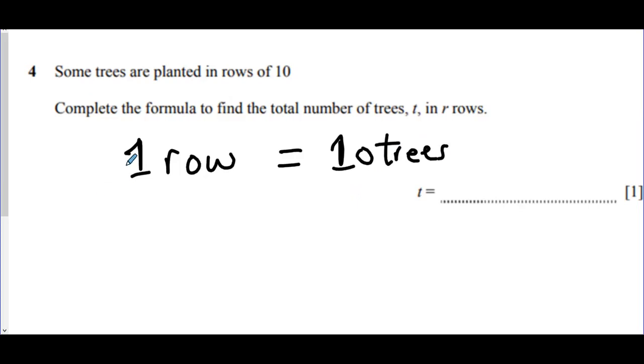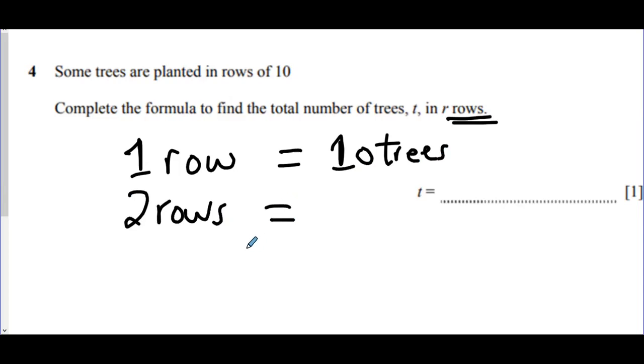Okay, so if one row equals 10 trees, we are supposed to complete the formula to find the total number of trees T in R rows. Now, I want to develop a formula with my students bit by bit, slowly, so that you can understand which one will be our formula. The question says some trees are planted in rows of 10, which means one row equals 10 trees. Now, students, tell me, if one row equals 10 trees, how about 2 rows? How many trees will be there?